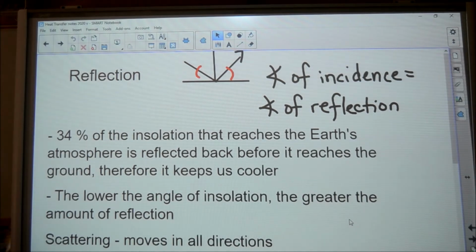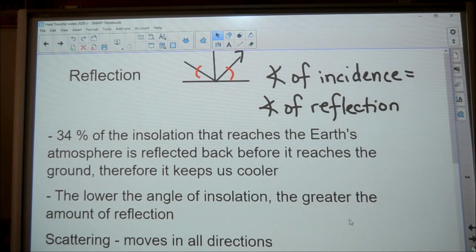All right, we've talked absorption, now we need to talk about reflection. Remember, in 8th grade you talked reflection, you're bouncing back. So the angle it comes in at, your angle of incidence, is going to equal your angle of reflection. So whatever angle it comes in at, it's got to bounce back at. So 34% of your insolation that reaches the Earth's atmosphere is reflected back before it actually gets to the ground. Since the ground doesn't absorb everything, that's actually going to keep us cooler than we would be if it actually absorbed all of it.